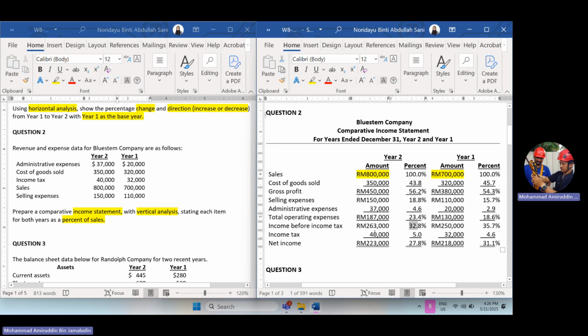Next, we minus the income tax to get net profit after tax. The tax provided is 40, so 263 minus 40, you get 223. So 40 over 800, we have this 5%. 223 over 800, we have this 27.8%. Then we apply the same way for year 1: 320 over 700, 45.7. All this information is from the question. So that is vertical analysis.